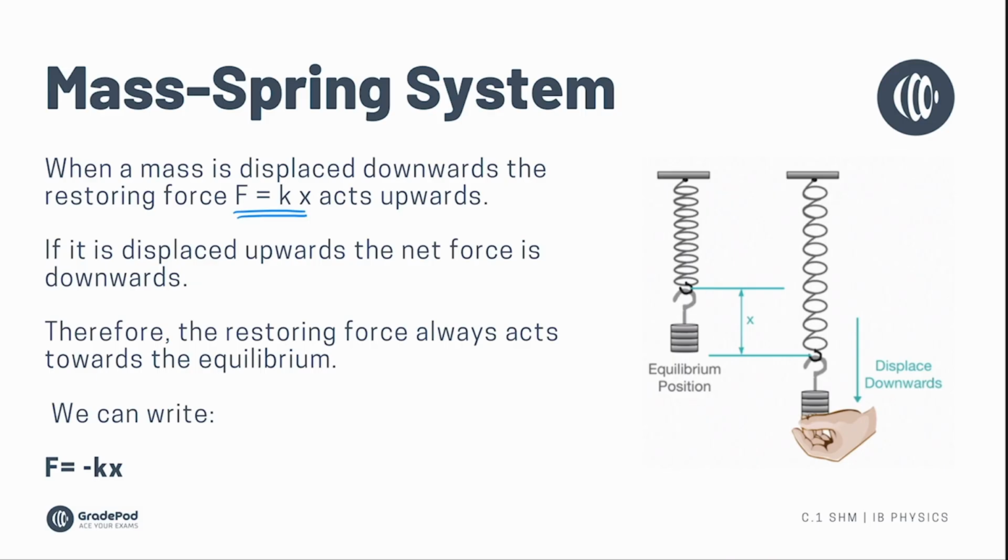F equals kx. It is, of course, Hooke's law. When you pull a spring down, or when it's displaced downwards, the restoring force acts upwards, and the magnitude of the restoring force is given as kx. k is the spring constant, and x is the displacement, the amount of distance from the equilibrium position. And because the restoring force is always acting towards the equilibrium, instead of using F equals kx, we can use F equals minus kx, because we know that the force is always acting in the opposite direction to the displacement.